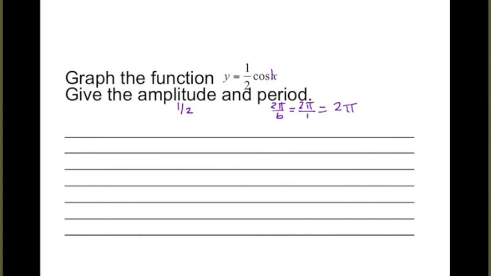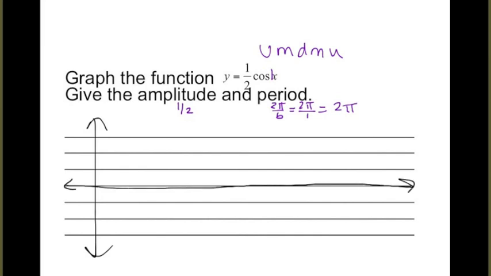This is a cosine graph again, so we're going to do an up, middle, down, middle, up pattern. Three lines of paper, tipped on its side, makes a measurement of approximately pi. And on this problem, we're going to want to go out to 4 pi, twice the length of the period, so we have enough space to fit in 2 cycles.